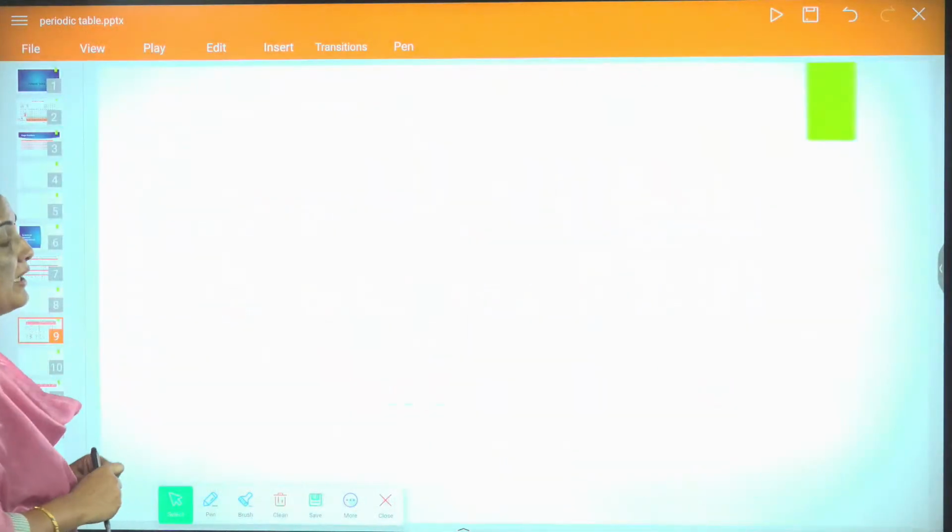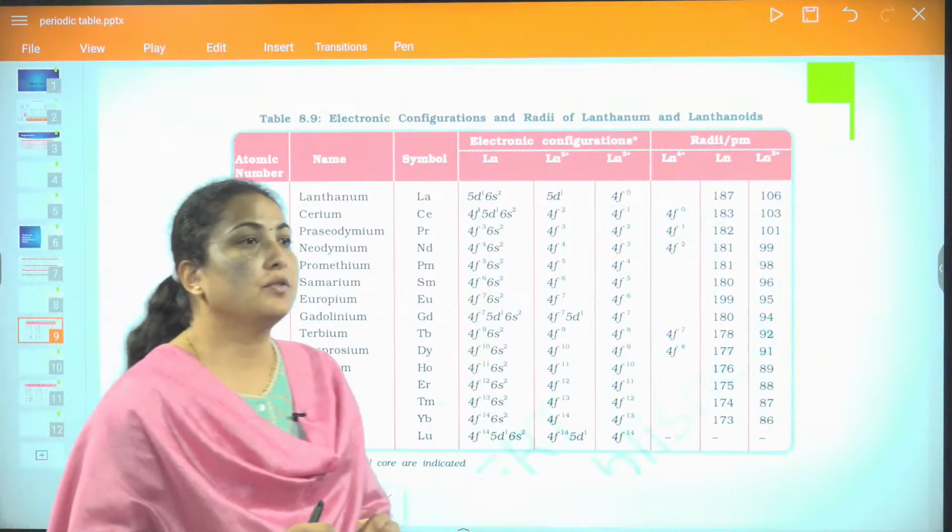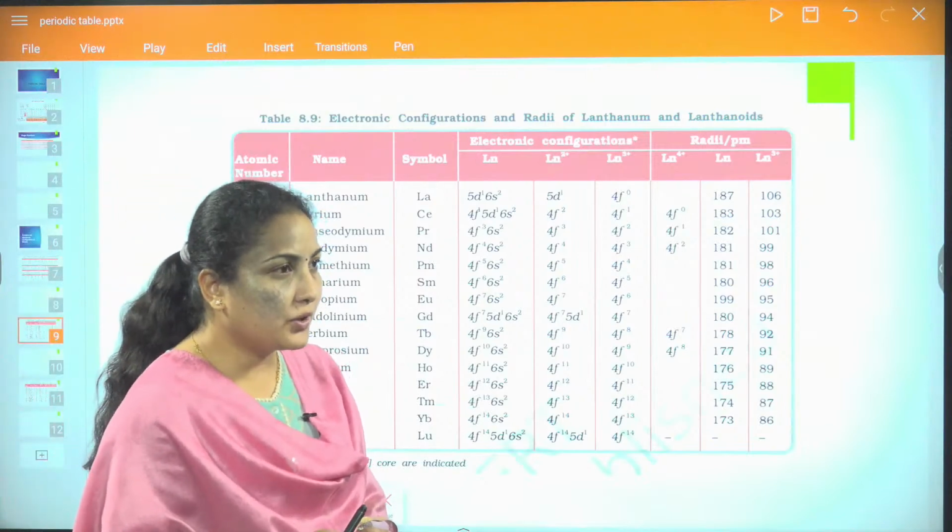So now put the heading as exceptional electronic configuration in case of lanthanides. Okay?